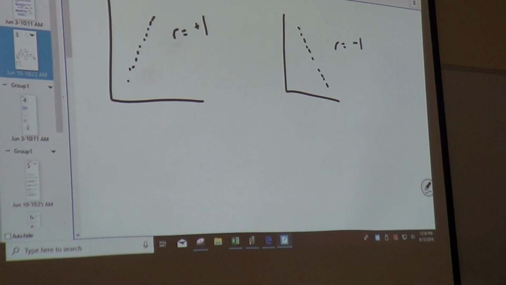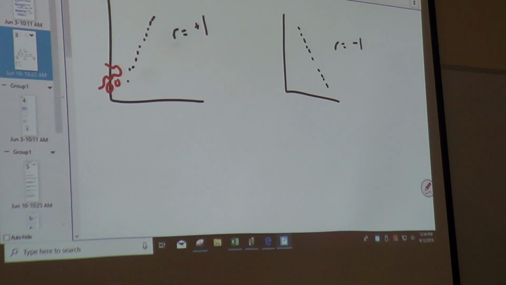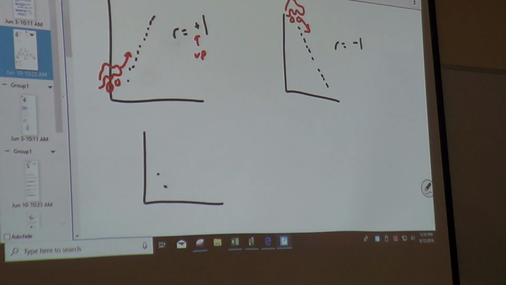And my mathematical car always travels from left to right. So if it's going uphill, it's positive. If it's going downhill, it's negative. And 1 means it's pretty linear. Now, if I have that, that would have an R value of pretty much 0. That means it's all over the place.